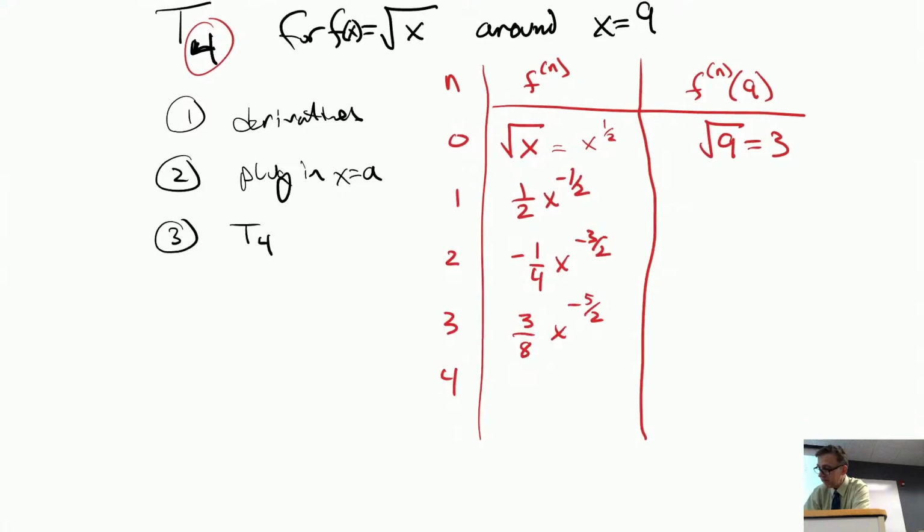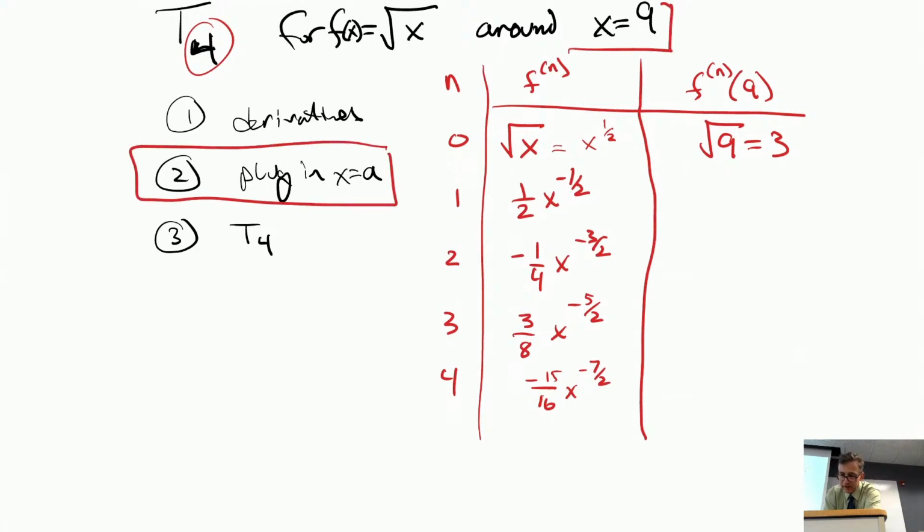Who gets to do that? Some newbie. We got to re-randomize. Sawyer gets to do it. Sawyer, what do you think that fourth derivative is? Nice, nice. Okay, now we have to plug in whatever it is that we're doing here.